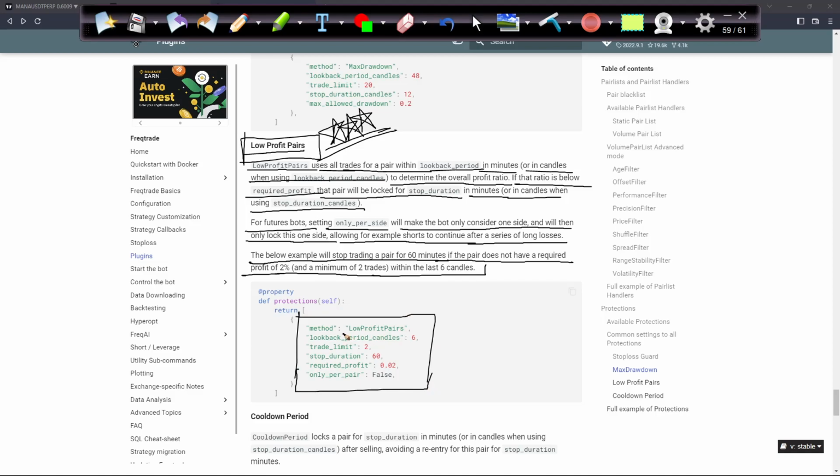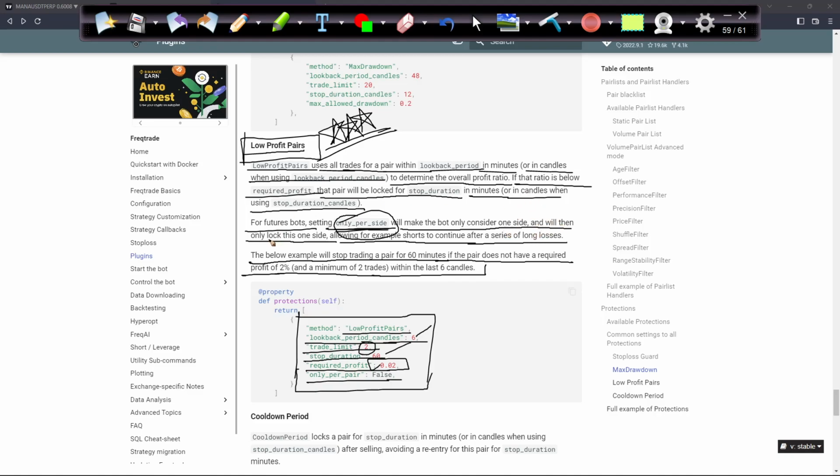We can set method low profit pairs, look back period candles 6, trade limit 2. If in the last 6 candles a pair doesn't have 2 trades, then we exclude that low profit pair, and the stop duration stops it for the next 60 minutes, and required profit is 2%, must be 2%, and only per pair is false. So we are looking at all pairs. And we can also set only per side to true. So here it said for futures bots, setting only per side will make the bot only consider one side.